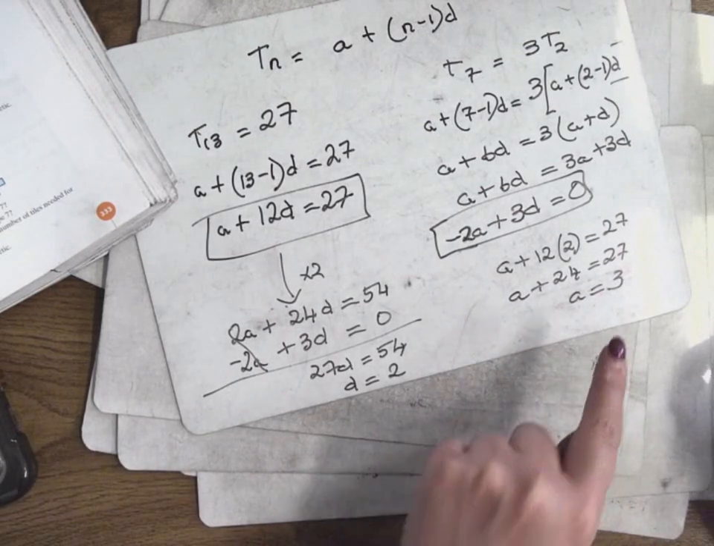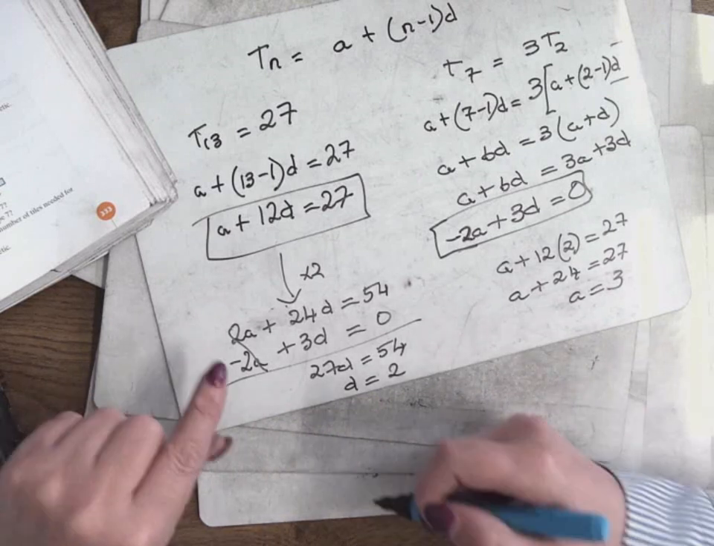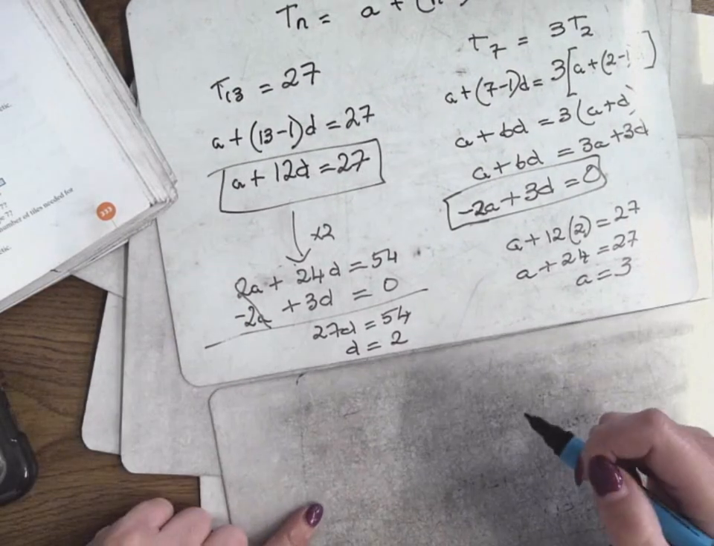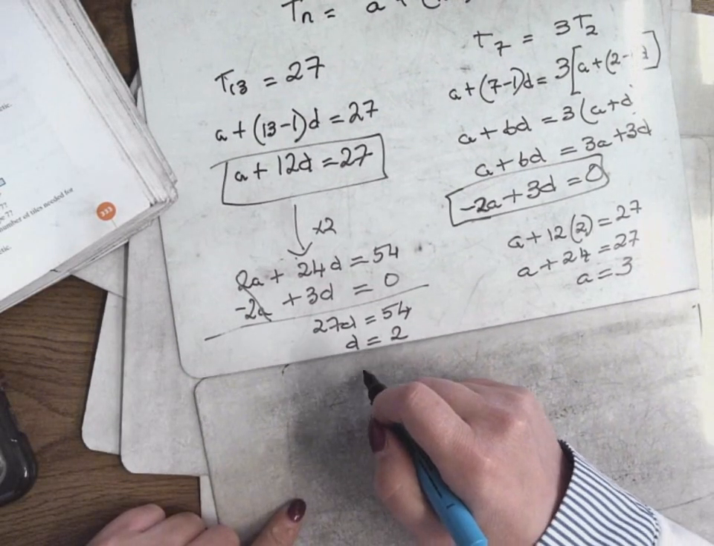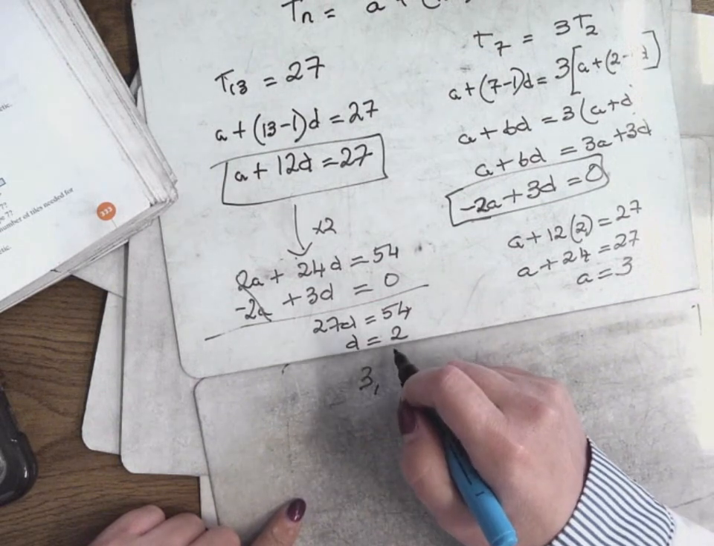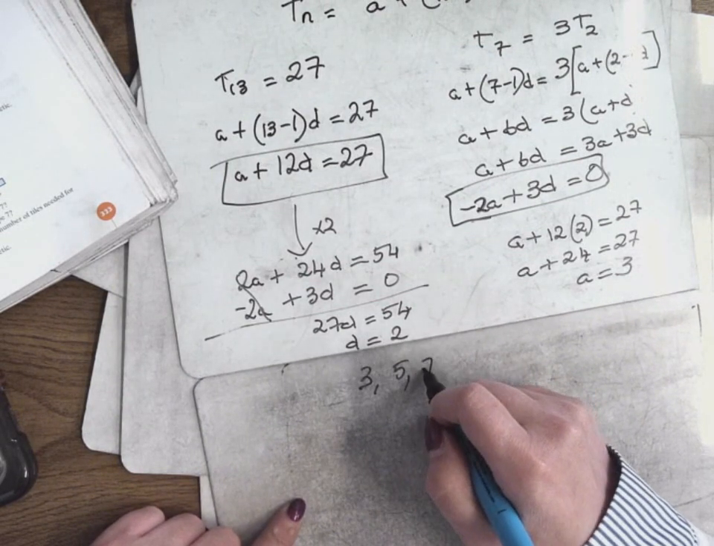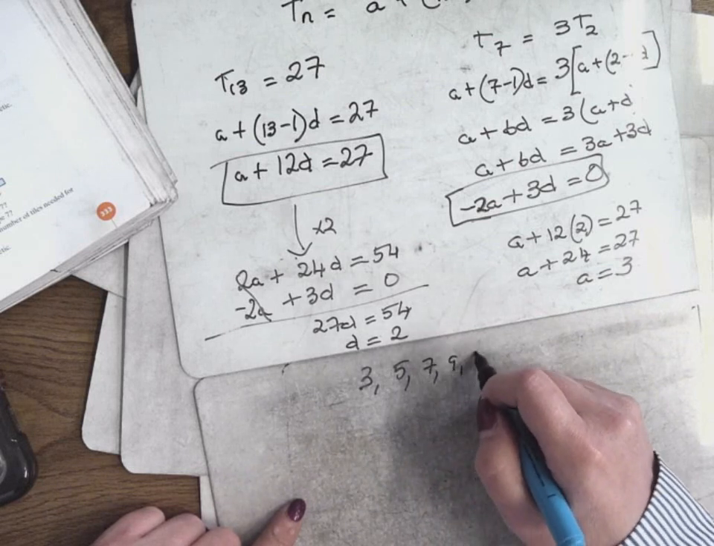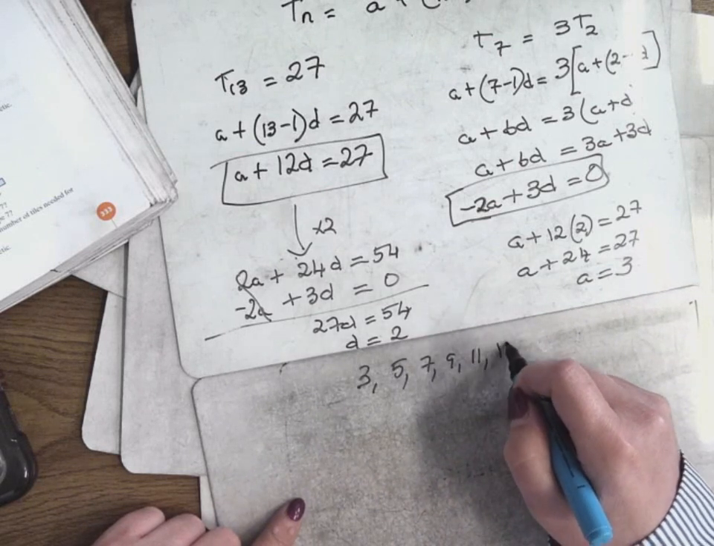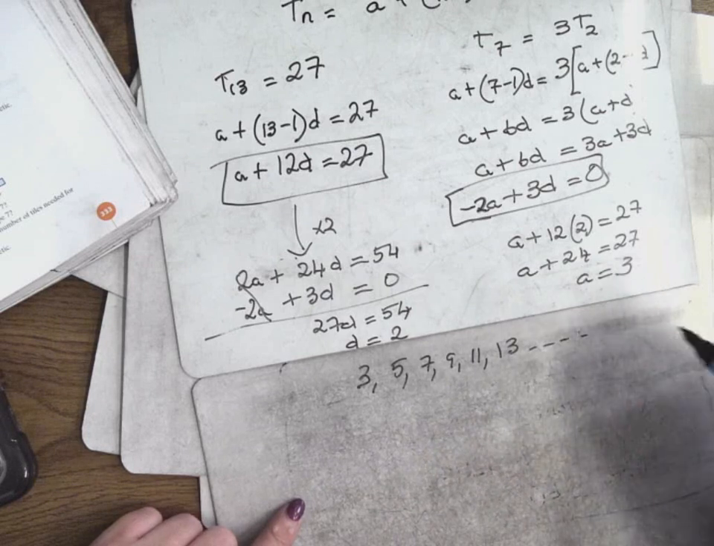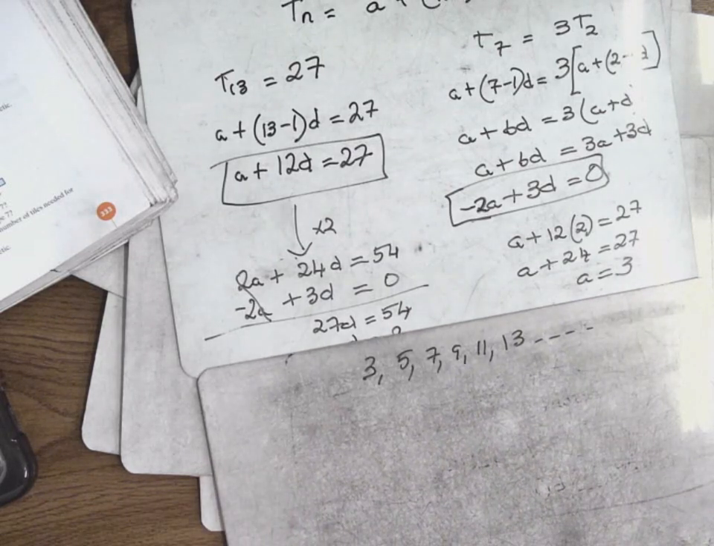So first term is 3 and I'm adding on 2 each time. It said write out the first 6 terms. So the first term is 3 because A is the first term. D is a common difference, means I'm adding on 2 each time. So 3, 5, 7, 9, 11, 13. Is that 6 terms? Yeah, there we go. Are we good?